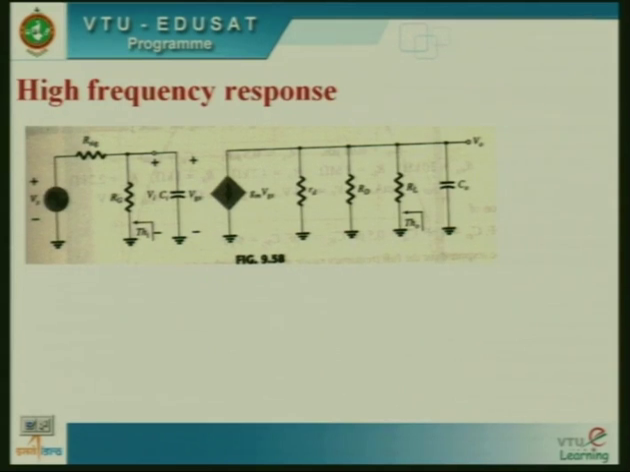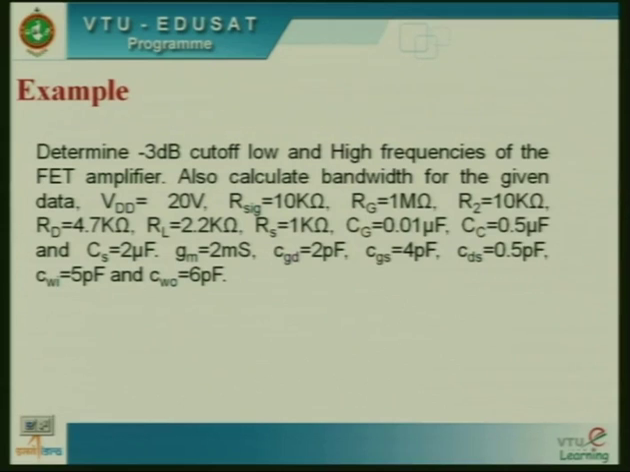We have done its equivalent circuits already, and then we have discussed the equivalent circuit of the amplifier. Now, we consider the problem where we determine the minus 3 dB cutoff frequency of low frequency and high frequency of the amplifier, and also calculate the bandwidth for the given data.